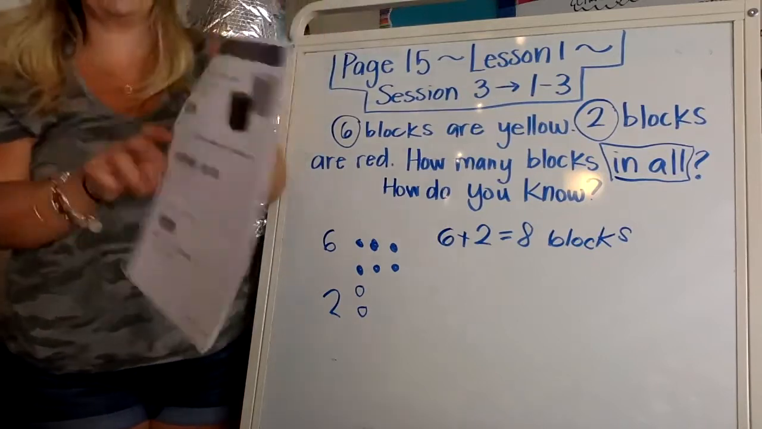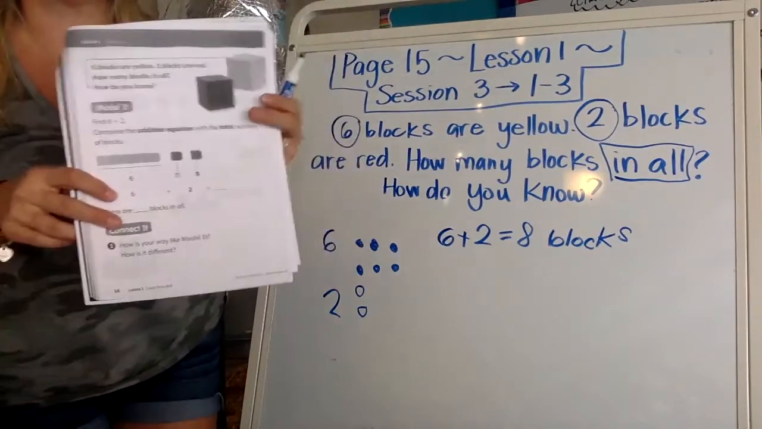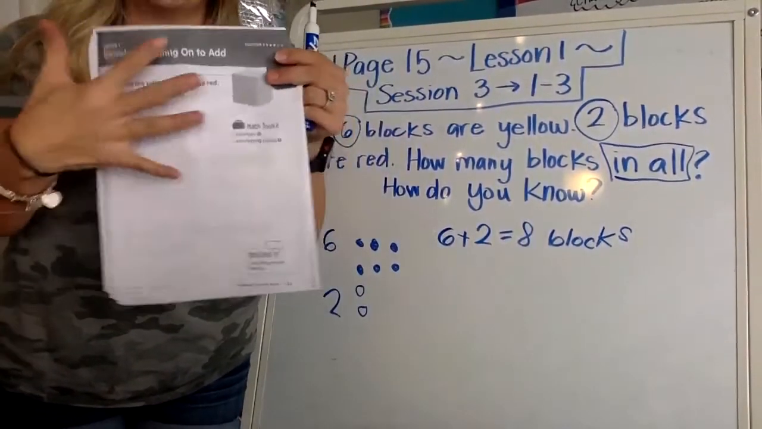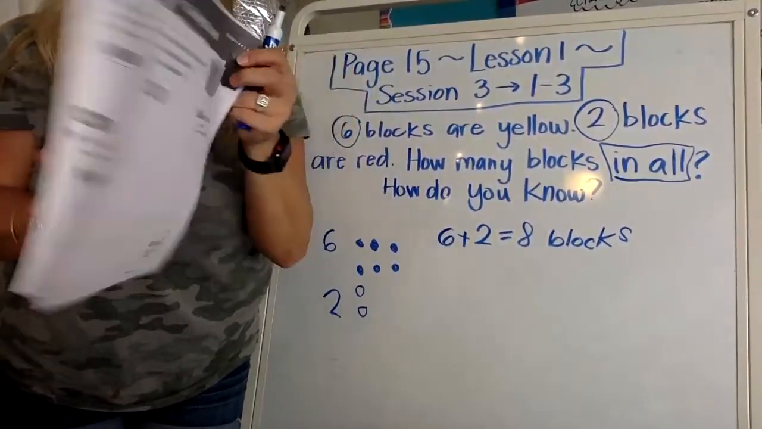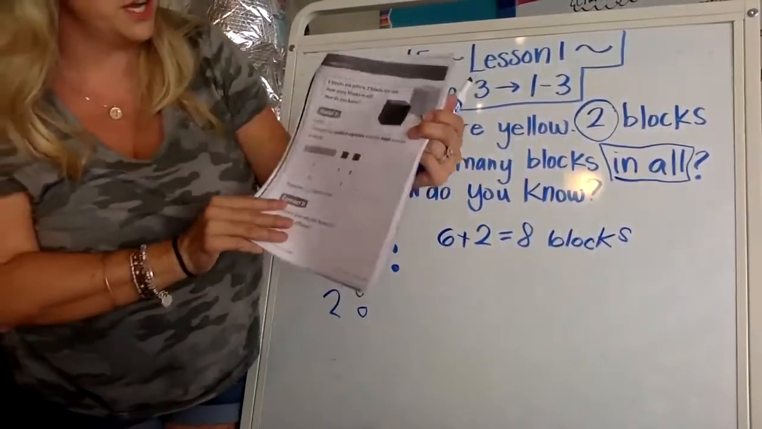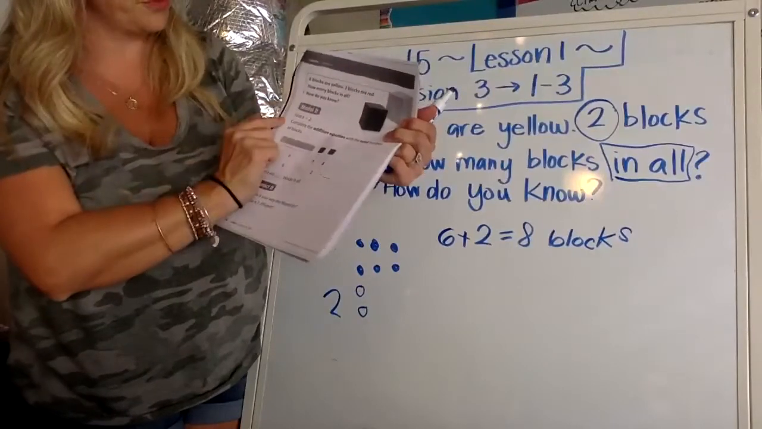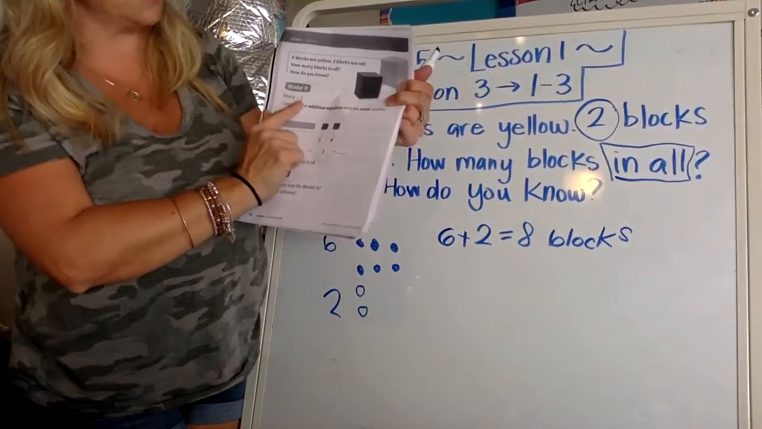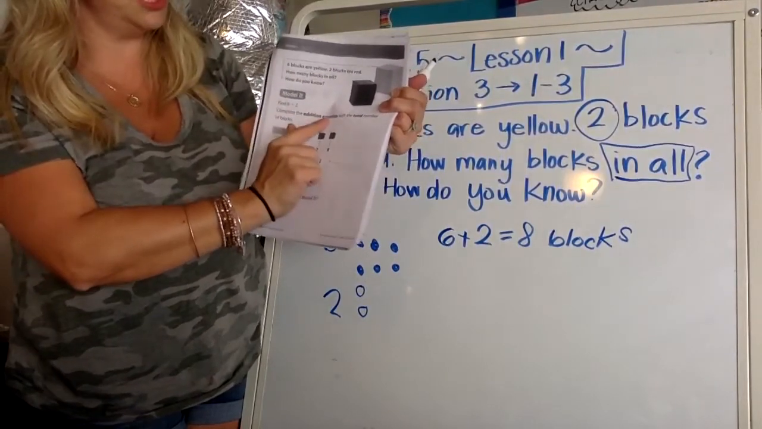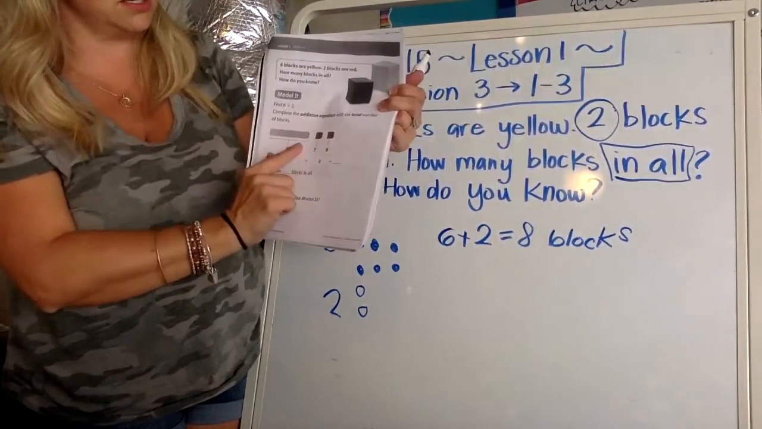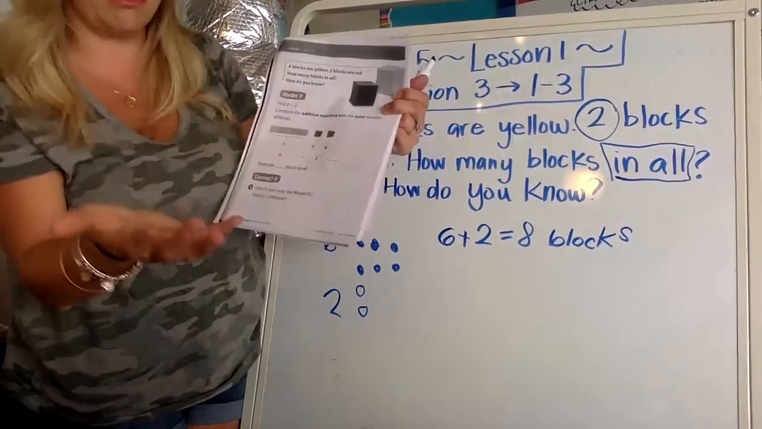Now, if you turn the page, this is where it goes into what we just did. So it kind of explains it a little bit further. If we're doing math and you ever get stuck on this page, you then turn the page and it is talking about what we just talked about. It repeats the problem up here. It says model it. So here's their model. Find 6 plus 2. Complete the addition equation with the total number of blocks. 6, 7, 8. That's what we did.